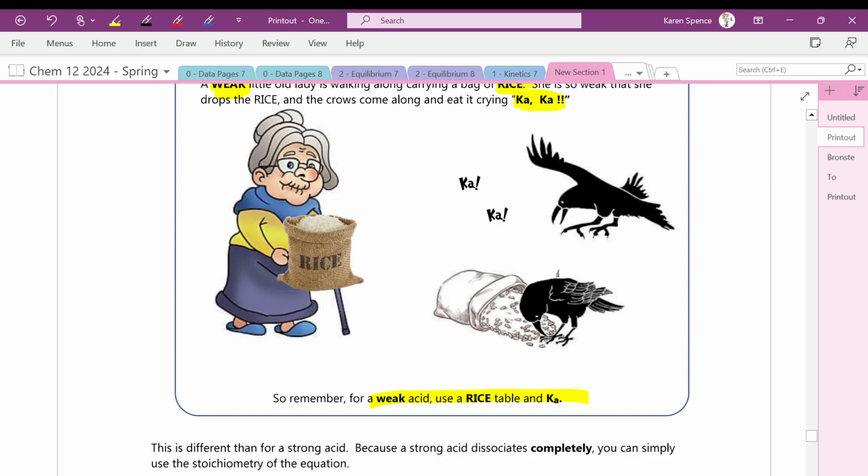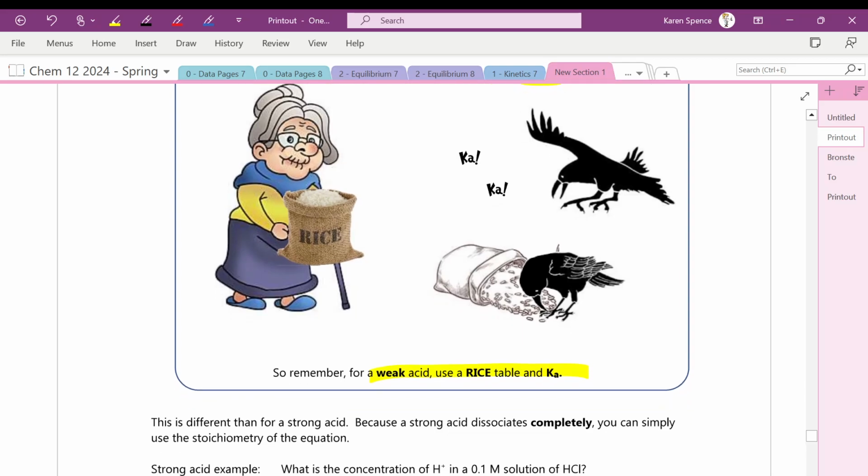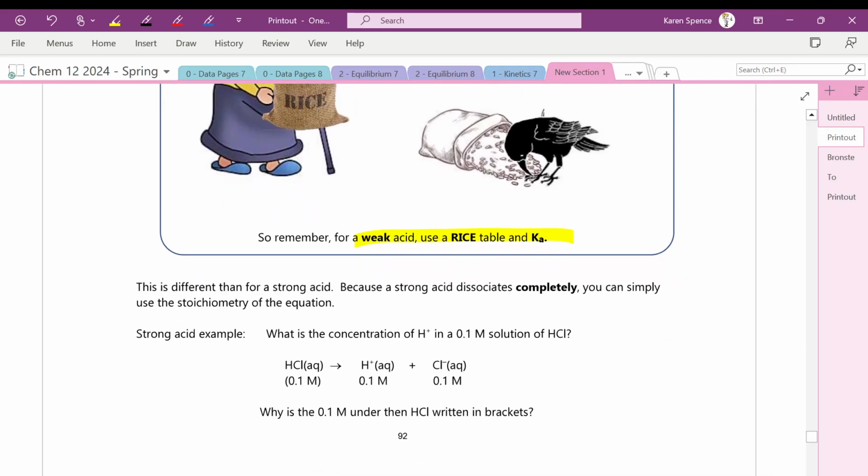I'm quite proud of that little graphic there. I just took lots of images and stuck them together. I didn't draw any of it because I can't draw, but anyway.